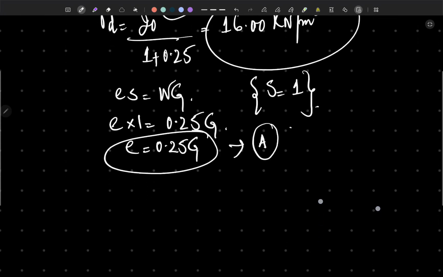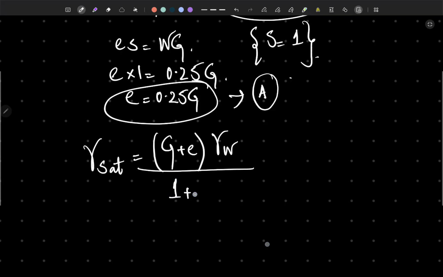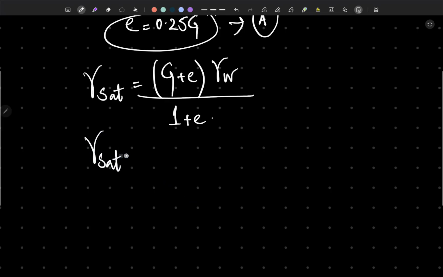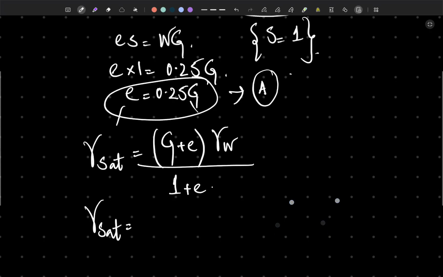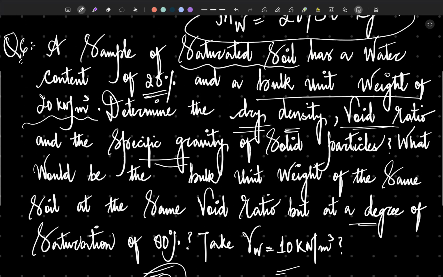Next, the condition that we know for saturated soils: the saturated unit weight is equal to (G plus e) over (1 plus e), times the unit weight of water. This is for fully saturated soils. So let's derive a second expression so that we can find the void ratio and the specific gravity, which is what the question demands. We're making use of the condition that the soil is fully saturated.